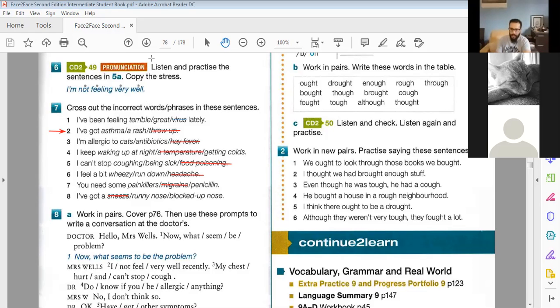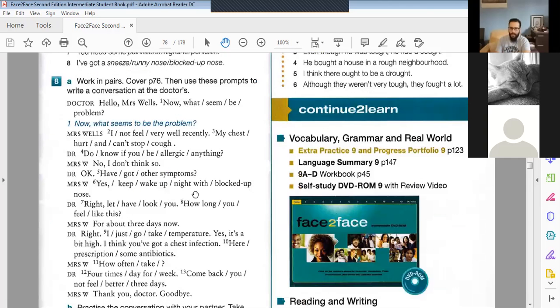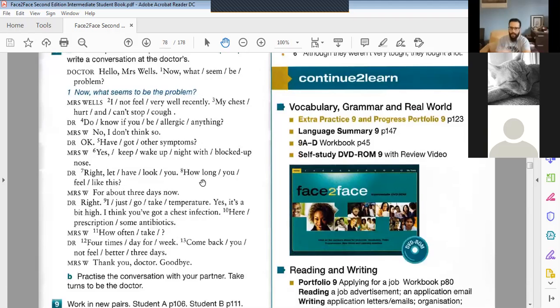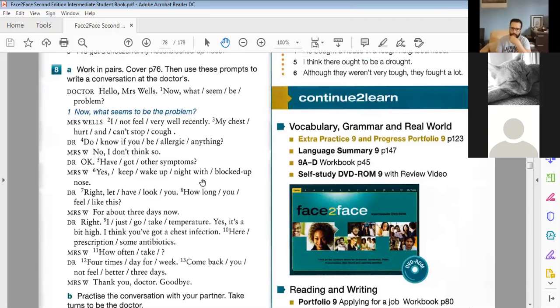All right, now in number 8, what we need to do is use prompts. These are incomplete sentences. They only gave you a few prompts, but we need to make a whole conversation just from these prompts in exercise number 8. Let me show you the whole thing. Here we go. Okay, so this is a conversation between 2 people, between Mrs. Wells and her doctor.